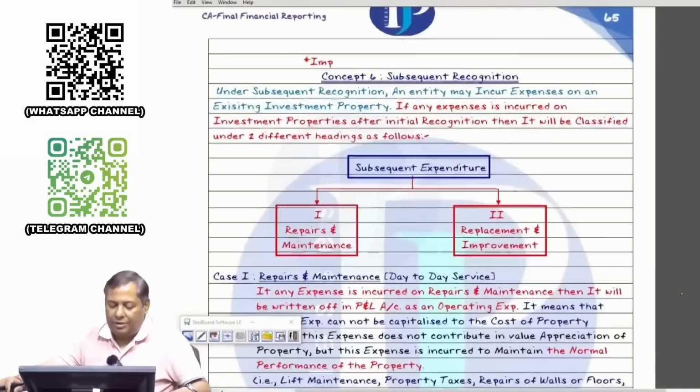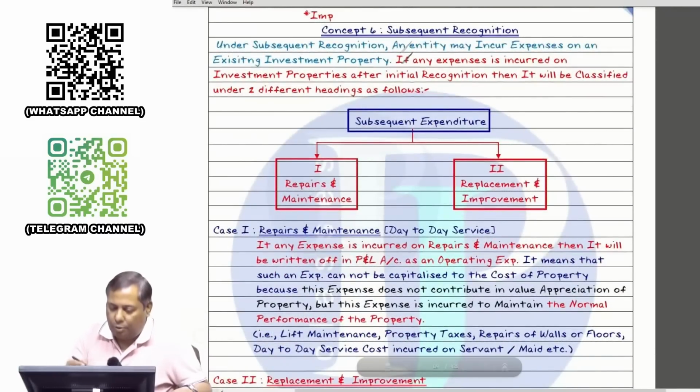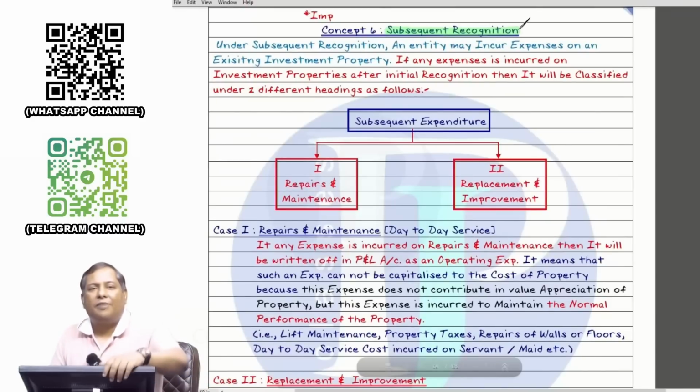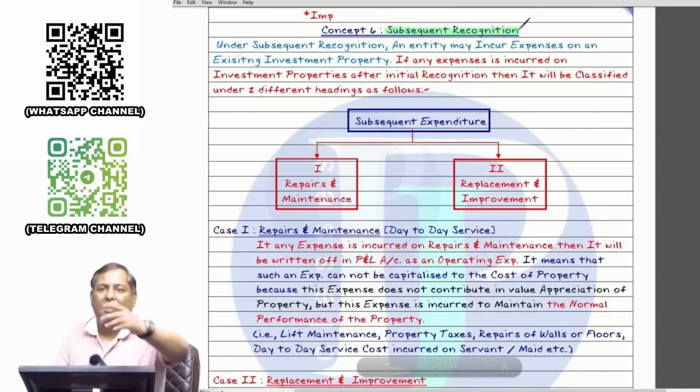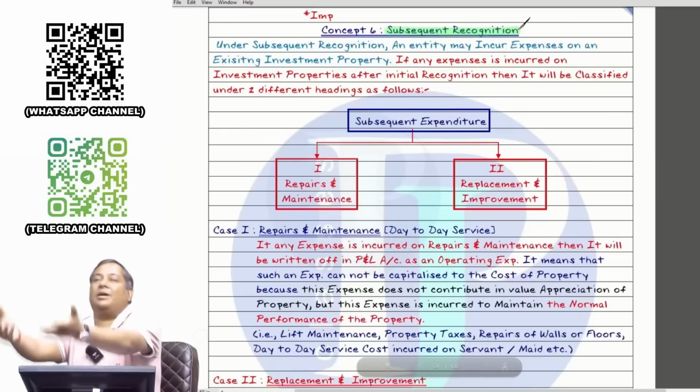Let's move on. Now we are at concept number 6. This is called subsequent recognition. Concept number 5 was initial recognition, purchasing property for the first time. So what is subsequent recognition? We have already purchased it. Now we have spent more money on it later.